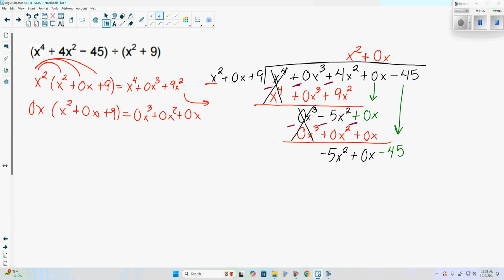Questions on this here? What times x squared gives us negative 5x squared? Negative 5. We're going to multiply through. So negative 5 times our x squared plus 0x plus 9. Now negative 5 times x squared is negative 5x squared like we want it. Negative 5 times 0x is going to be plus 0x. Negative 5 times 9 is negative 45.